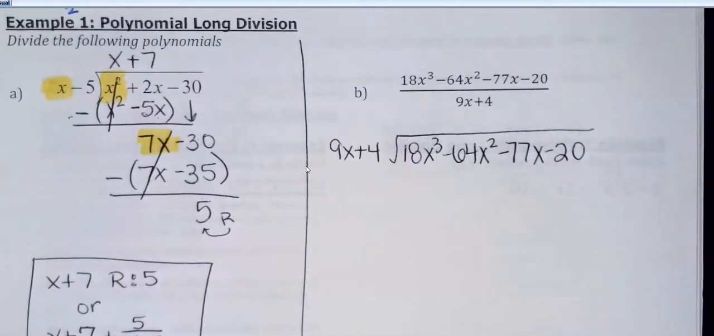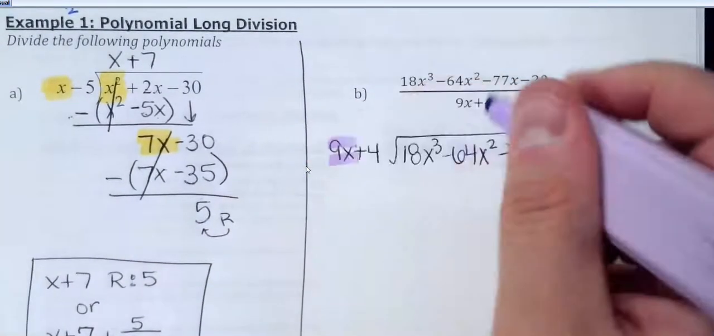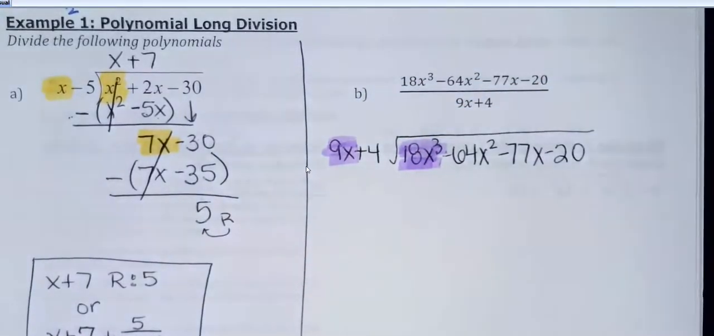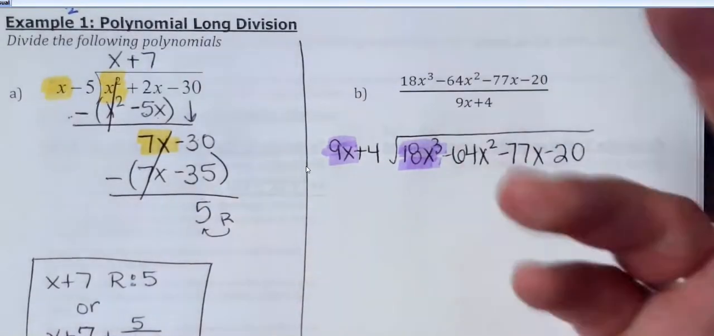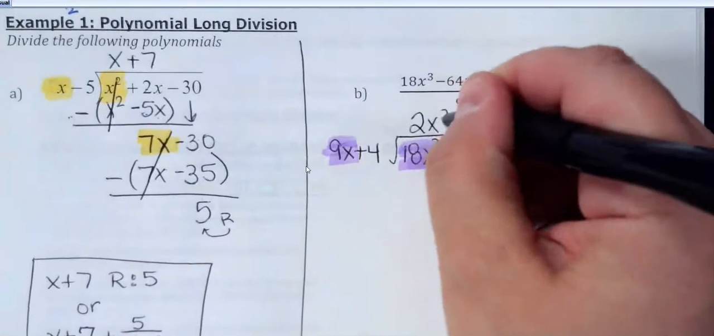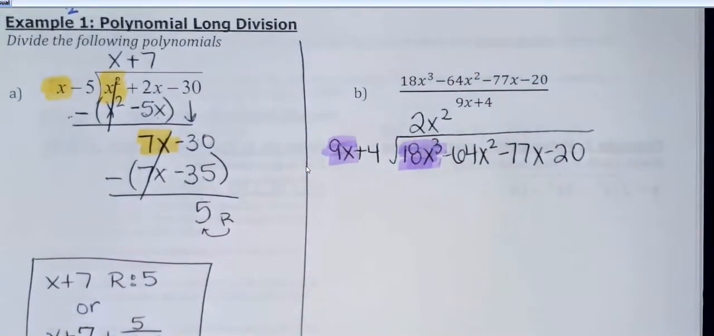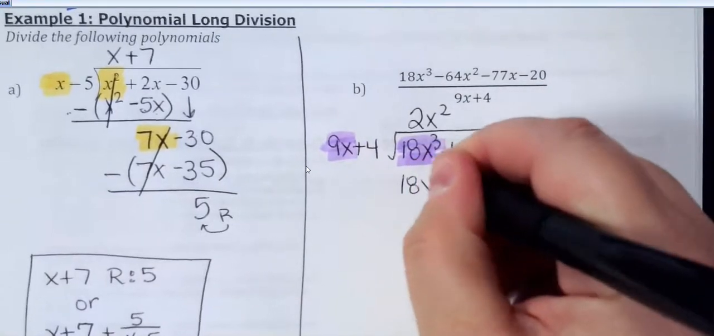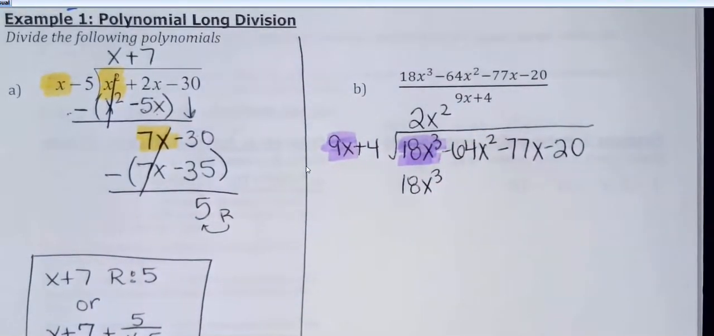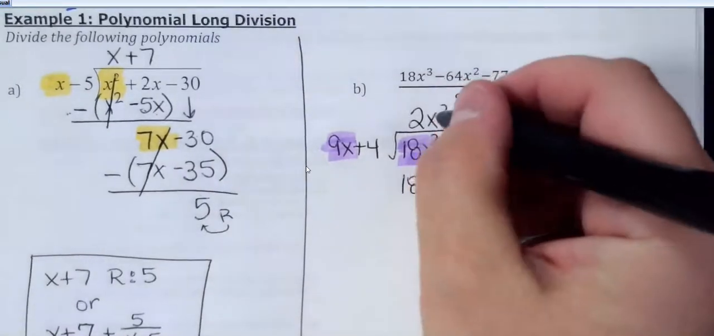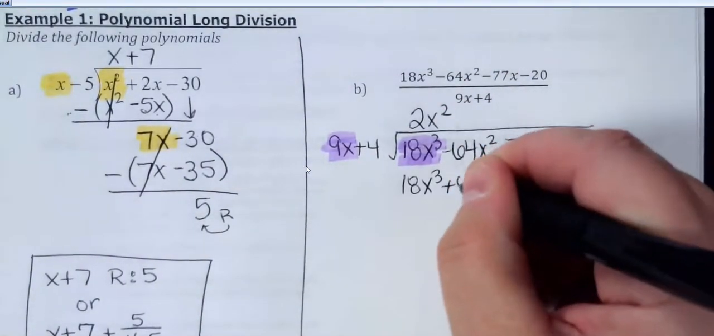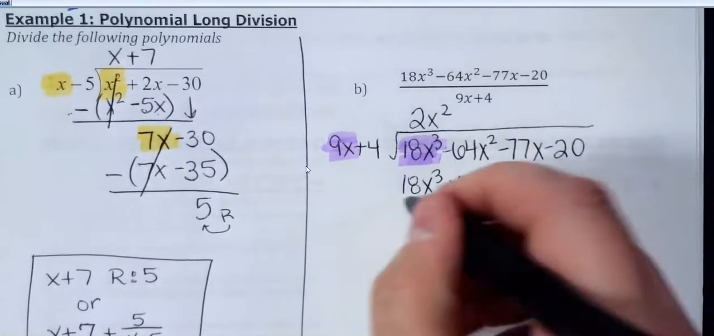All right. What would you multiply 9x by to get 18x to the 3rd? 2x squared. Okay, so we're going to put 2x squared on top. Now 2x squared gets multiplied by both of those on the outside. So 2x squared times 9x is 18x to the 3rd, which is what we want. Those match up. All right, 2x squared times 4 is going to give me 8x squared.